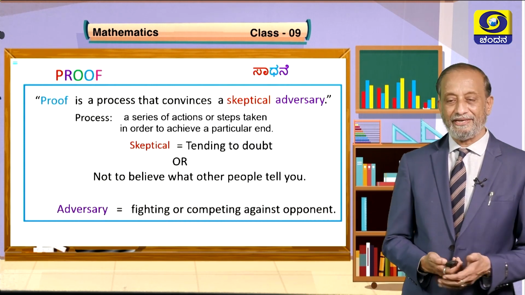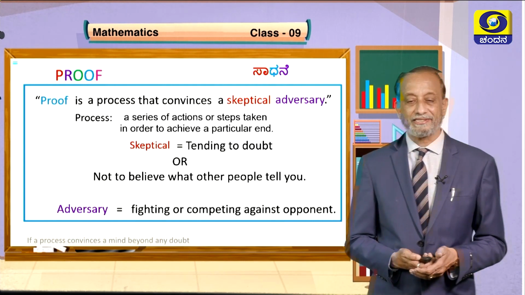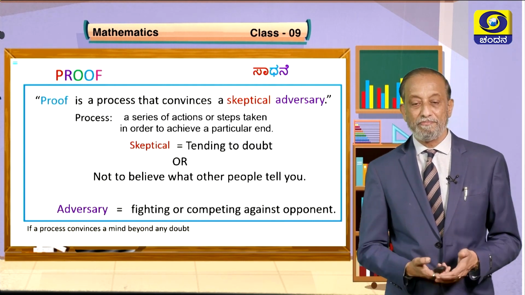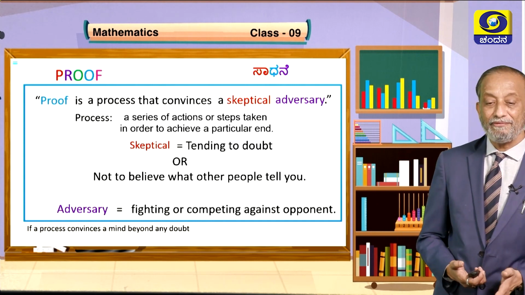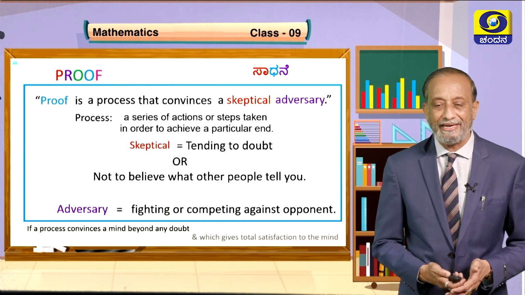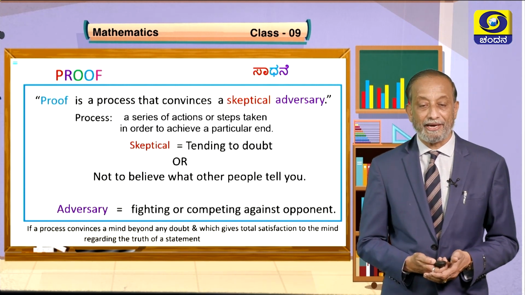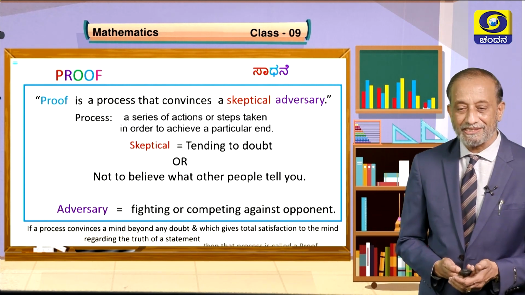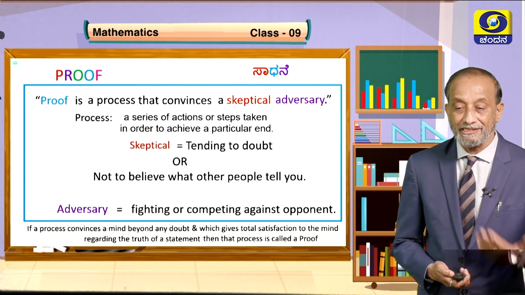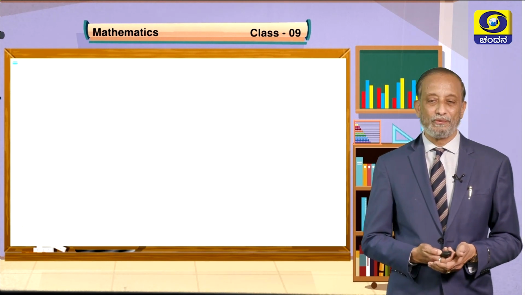Adversary means fighting or competing against a component. In other words, proof means it is a process that convinces the mind beyond any doubt and which gives total satisfaction to the mind regarding the truth of a statement. Then such a process is called as a proof, friends.